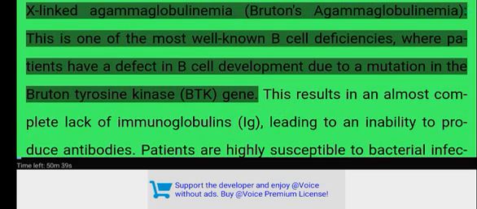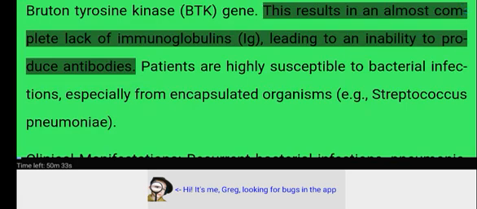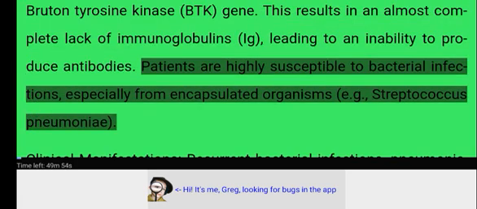X-linked agammaglobulinemia, Bruton's agammaglobulinemia. This is one of the most well-known B cell deficiencies, where patients have a defect in B cell development due to a mutation in the Bruton tyrosine kinase (BTK) gene. This results in an almost complete lack of immunoglobulins (Ig), leading to an inability to produce antibodies. Patients are highly susceptible to bacterial infections, especially from encapsulated organisms, e.g., Streptococcus pneumoniae.